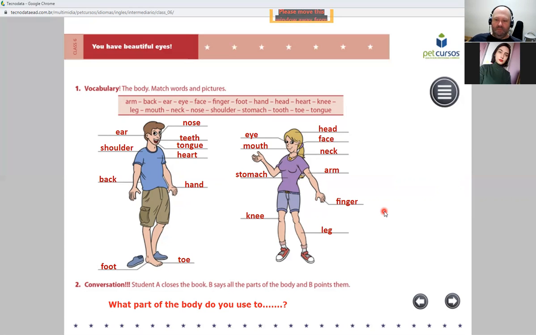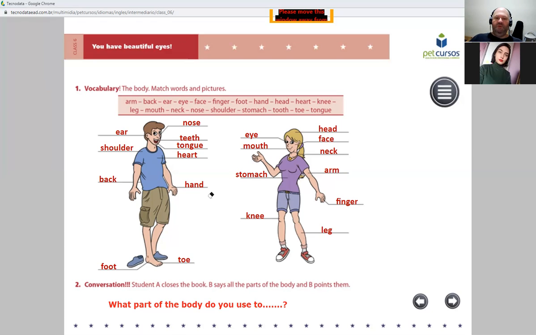Very good. And what parts of your body do you use to eat? I use the mouth to eat. Yeah. And what part of your body do you use to play football? I use the feet. Only the feet? It's feet. I use my feet. But only the feet? No. I think you use the whole system. Oh, the feet and the legs. The legs, yes, of course.